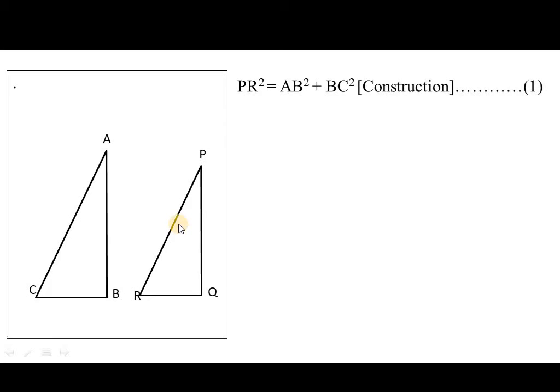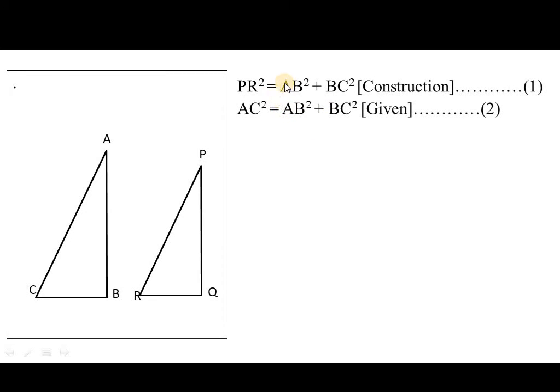Similarly, we can write PR square is equal to AB square plus BC square, because we have constructed the triangle PQR similar to ABC. Therefore, PR square is equal to AB square plus BC square, because the length of PQ is equal to the length of AB, and the length of QR is equal to the length of BC. And AC square can also be written as AC square is equal to AB square plus BC square.